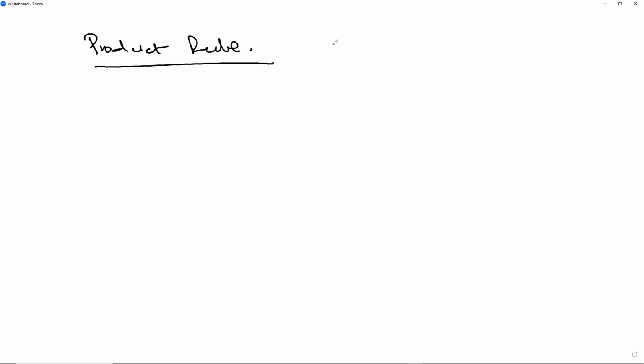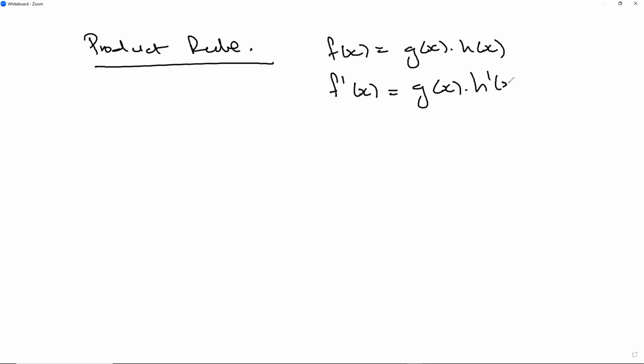The product rule says that if f of x is equal to two functions, g of x multiplied by h of x, then the derivative of f of x is going to be equal to the original function g of x times the derivative of h plus h of x times the derivative of g. And that's the product rule in total, right?